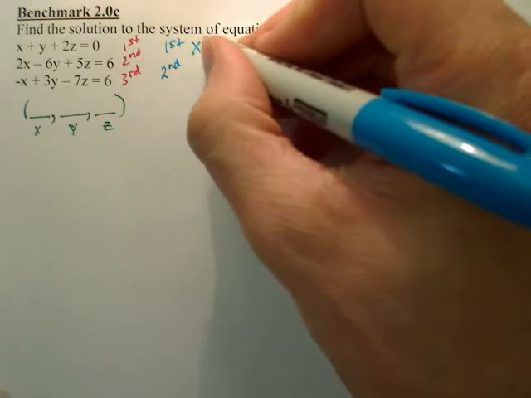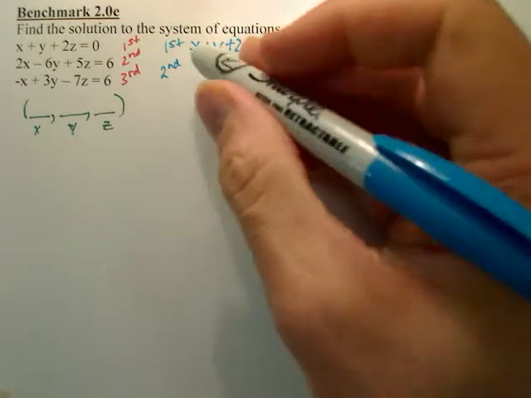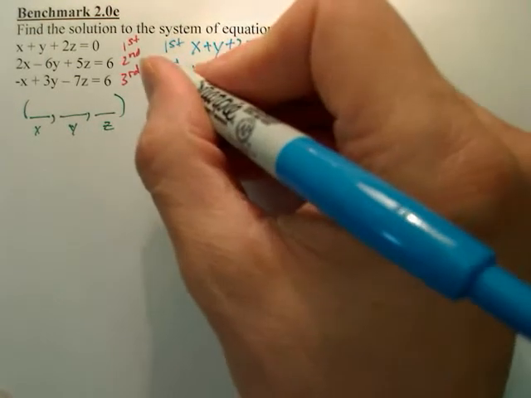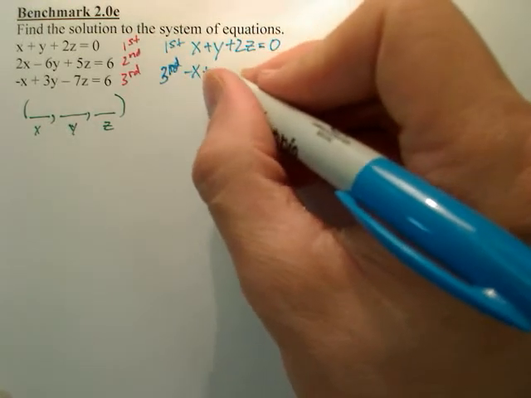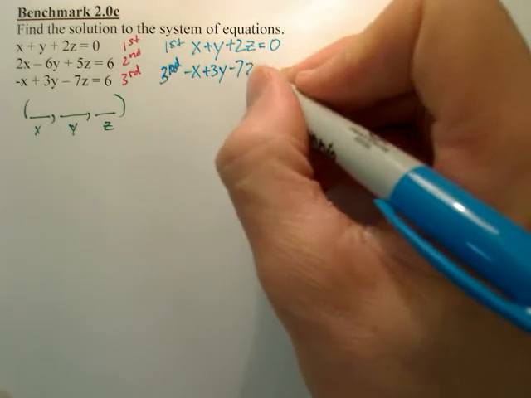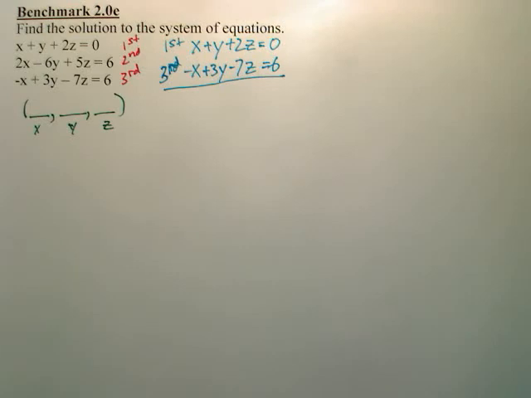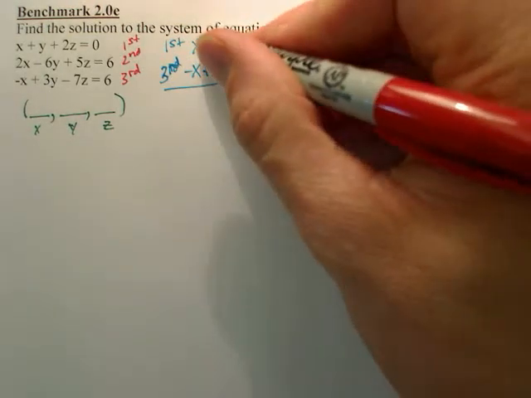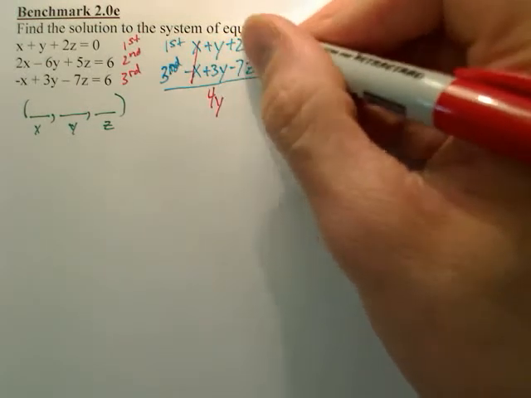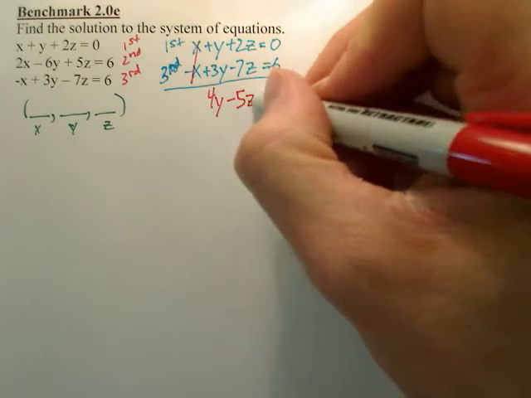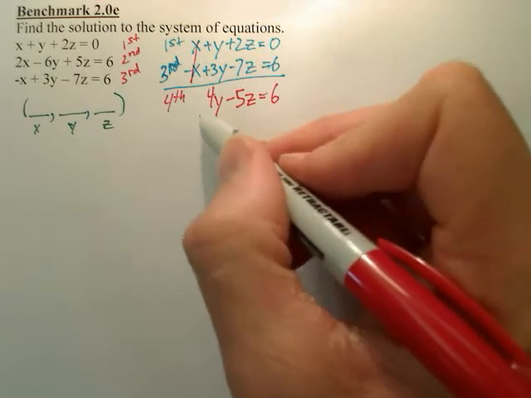So the first is x plus y plus 2z equals 0. And the second, first and the third, this would be negative x plus 3y minus 7z equals 6. And I'm going to solve this and make a new equation with it. What's nice is the x's drop out, leaving me 4y when I add down. This leaves me negative 5z when I add down. And this leaves me 6. And I'm going to label this my fourth equation.